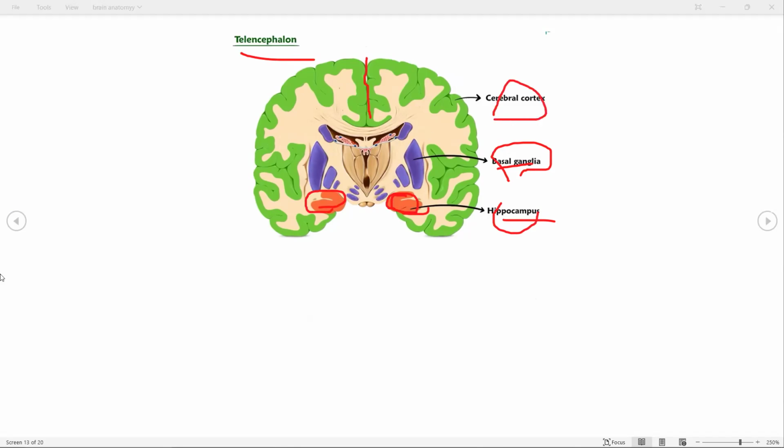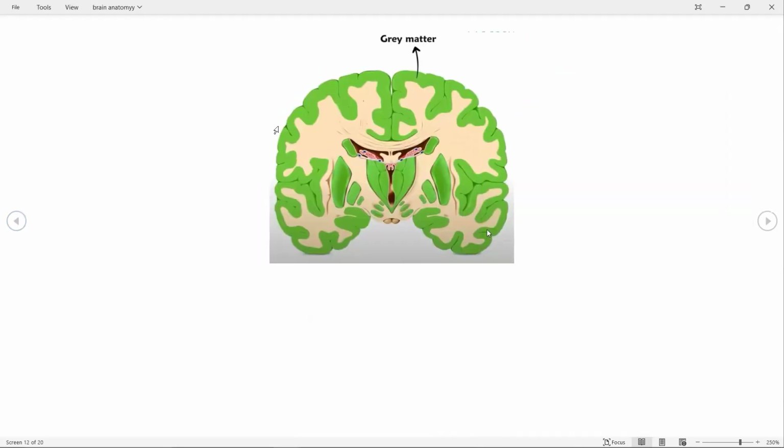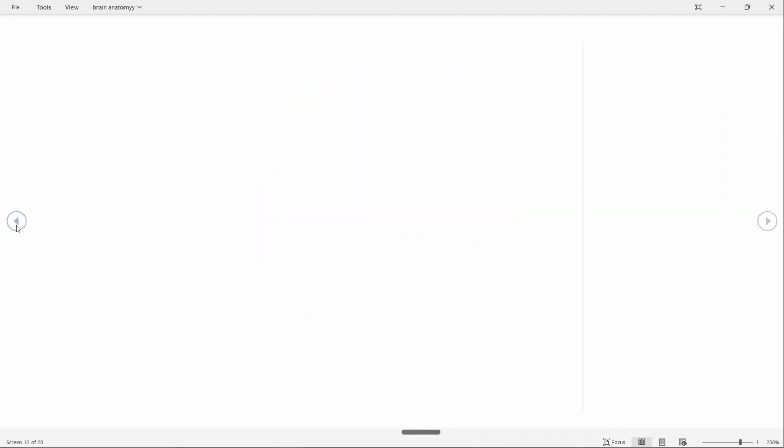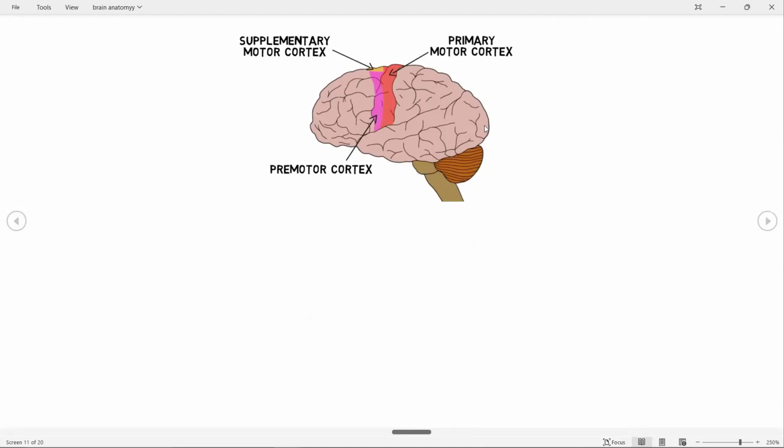These are very miniature structures, and you just need to be familiar with the names. Nothing deep. Functions we will get into later, of course. This is the basic structural anatomy for you guys.